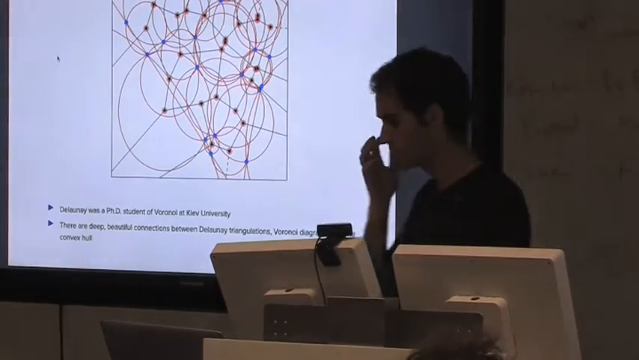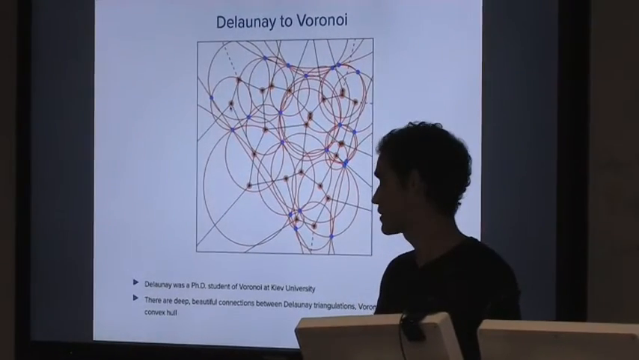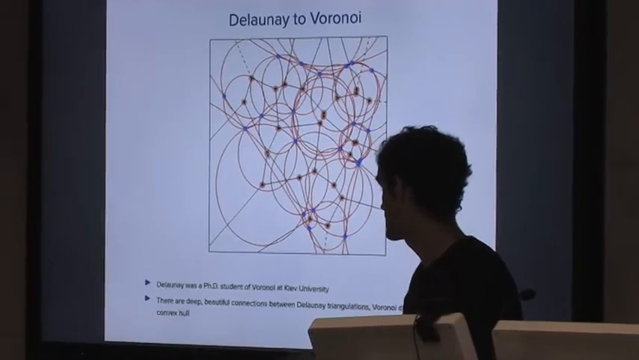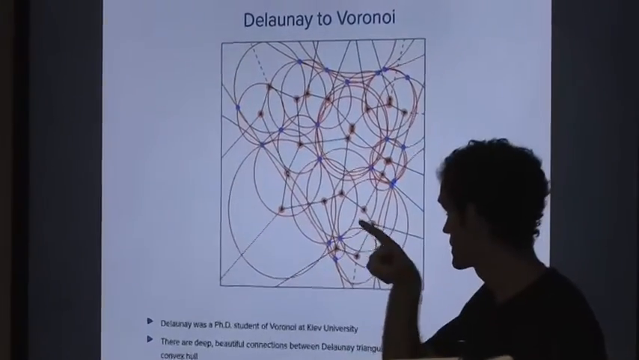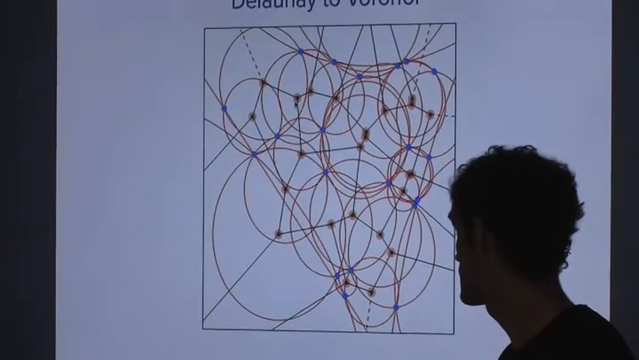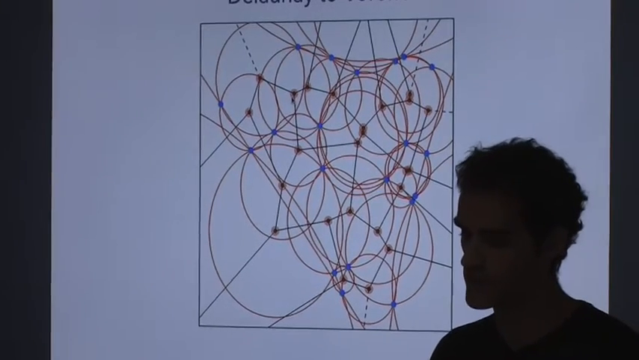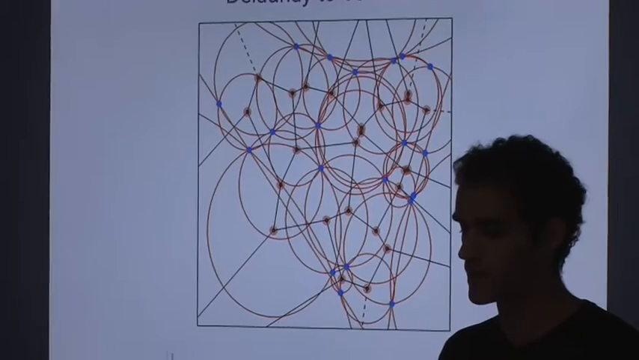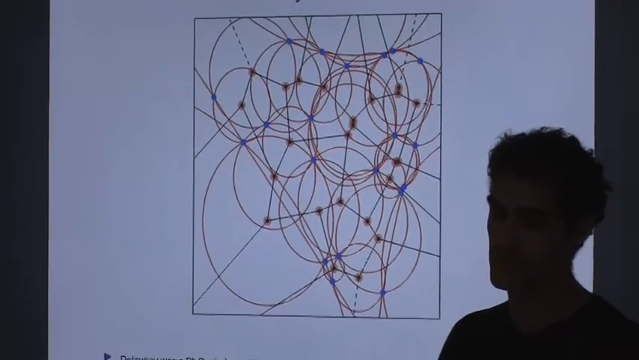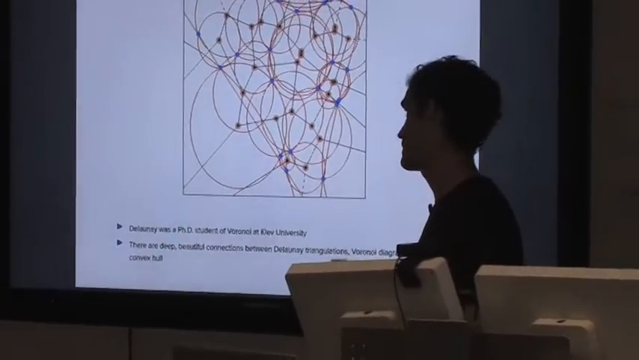But for my purposes, what's really interesting is that because the Delaunay triangulation is the mathematical dual of the Voronoi diagram, you can connect the centers of those circumcircles. Again, these are the circles that you draw through the triangles from the Delaunay triangulation. If you connect all of those together, you get the Voronoi diagram, which is really quite useful. So they're connected in really deep and interesting ways. It also turns out that Delaunay was Voronoi's PhD student many years ago at Kiev University, so they're connected in that way too. And the convex hull is also beautifully connected to the Delaunay triangulations and the Voronoi diagrams.